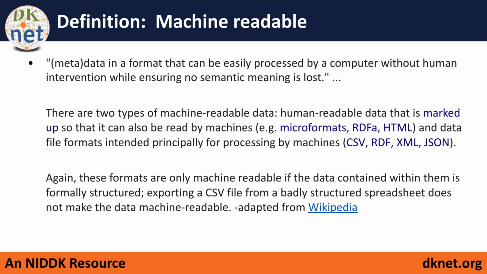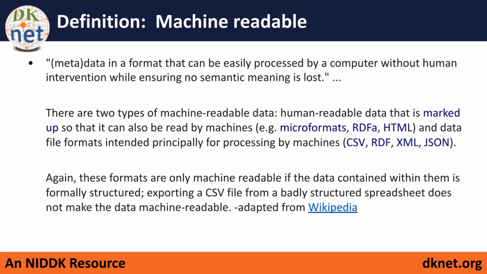There's many different ways that one can sort of state this. But the idea is that data, and there's always a little meta in front of it because we're talking about both metadata and data, and I will explain what metadata are in a little bit more detail in just a moment, is published in a format that can be easily processed by a computer without human intervention while ensuring that no semantic meaning is lost, okay? So it basically means that you are preparing your data in a way that a computer can interpret that data and it knows what it is allowed to do with that data, okay?